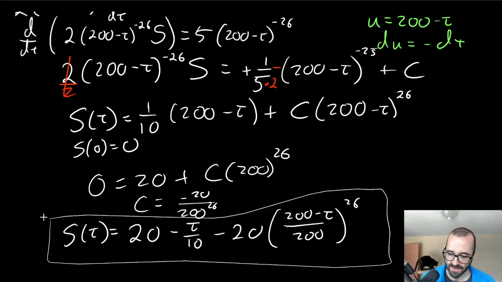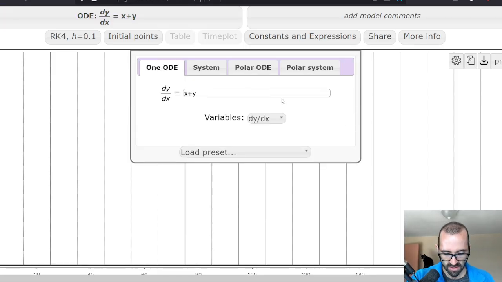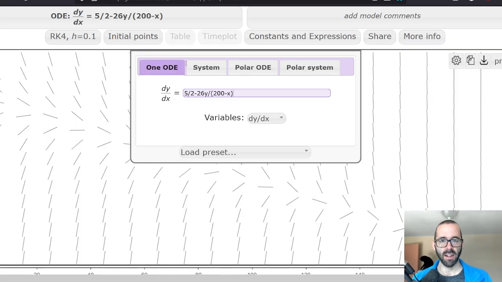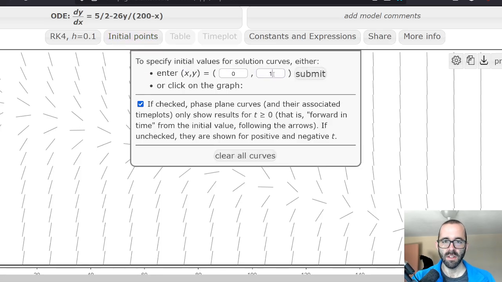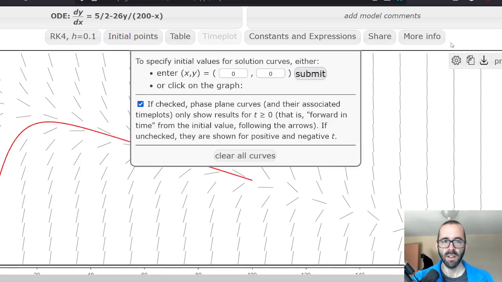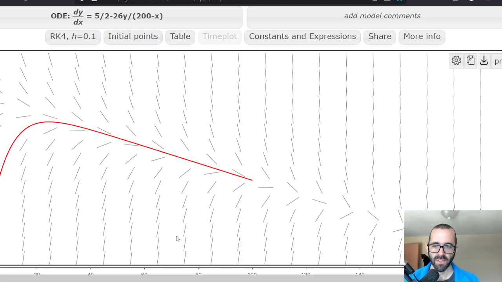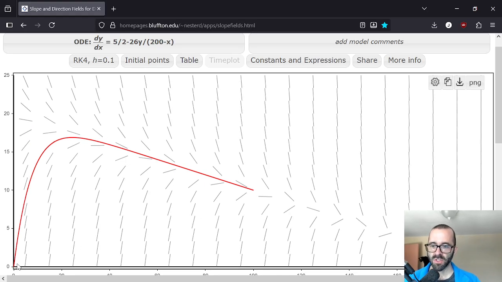So let's see what this looks like. We're going to plot the slope field for this differential equation. Let's see how we did. So the slope field is going to be for 5 halves minus 26y divided by 200 minus x. And we have the initial condition, 0, 0. So you can see that early on, this is getting cropped a little bit. Great. Early on, the salt is increasing a lot.